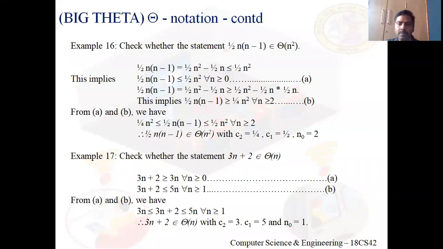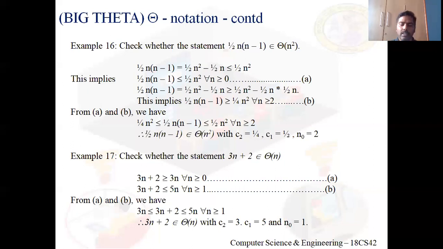These are some steps I need to follow. On solving these steps, by trial and error, I will find C1 to be 1 by 4, C2 to be 1 by 2, and n0 is 2. So that 1 by 4 n square is less than or equal to n into n minus 1, which is less than or equal to 1 by 2 n square. Clear with this? So this is about big theta notation.